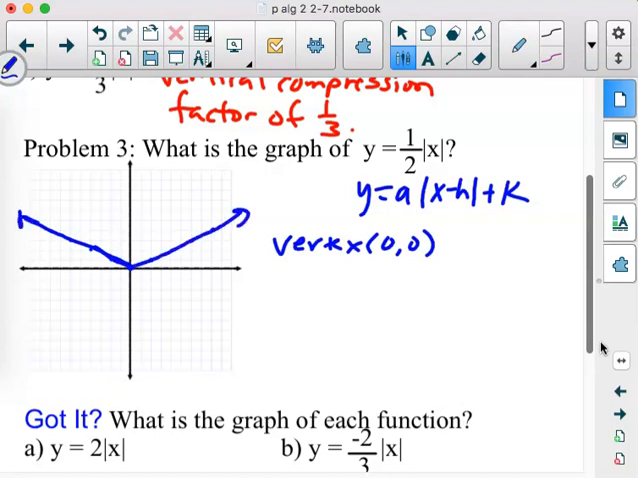Now here's what I want you to ask yourself. Does it look like they squished that v down? It does, doesn't it? You can see it's much wider than it was before. So that's what a vertical compression does. It squashes it. Squashed down.